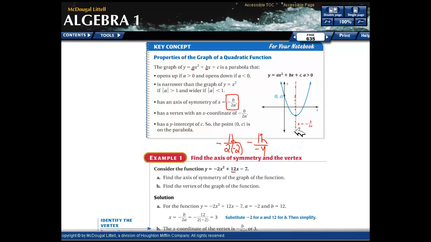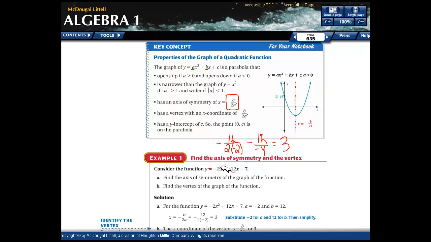Now, what do you do with that? Because that just tells you how far over, but it does not tell you how far up or down the vertex is. Well, you can use your x value that you got, 3. If you substitute that back into your original parabola right here, you will find the corresponding y value.